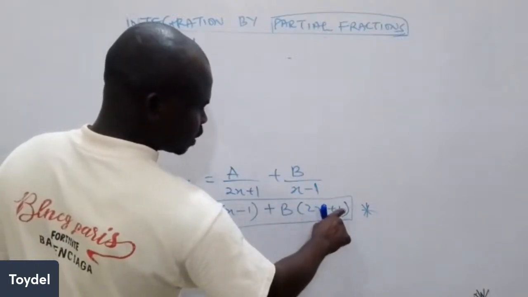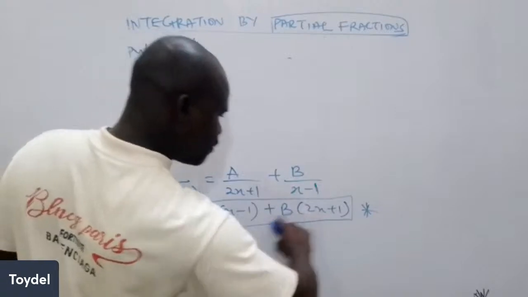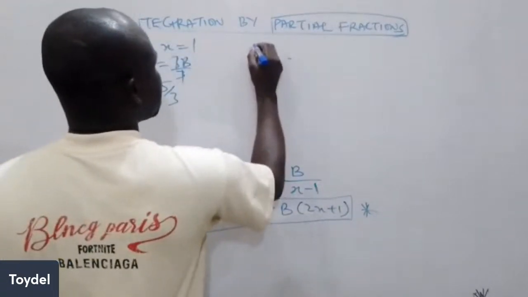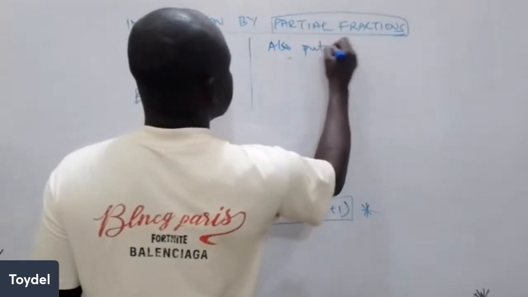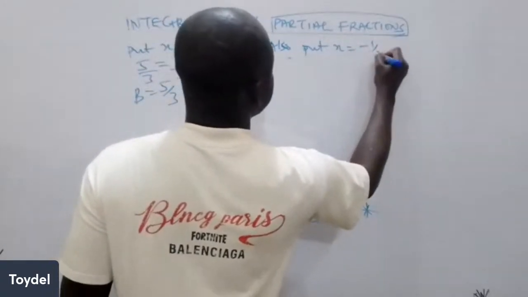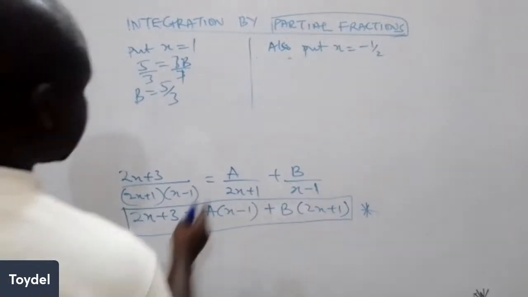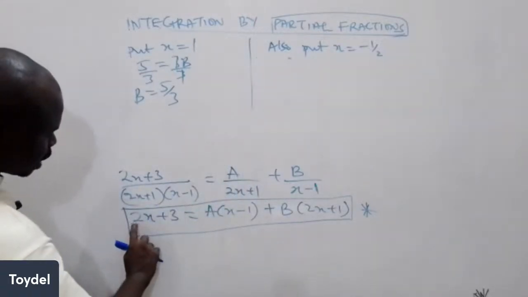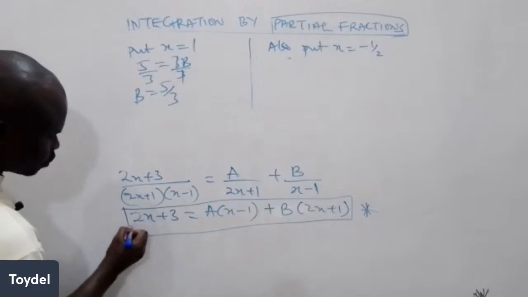2x plus 1. Of course, if I let x be equal to minus half, everything here will also vanish. I will also put x equal to minus half. If I put x equal to minus half there, something will vanish and cancel out. Then I will say minus half. Here, 2 times minus half: 2 will cancel 2, that will be minus 1.